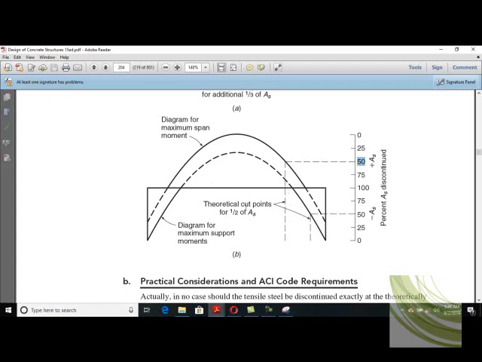Clear? So this is the same approach. Similarly, the same approach is followed for the negative steel. You can select 50% steel, draw that point to the span length of the beam, and determine how much distance the cutoff point for the negative steel area is. This can be achieved by using the moment coefficients, as shown by the ACI.